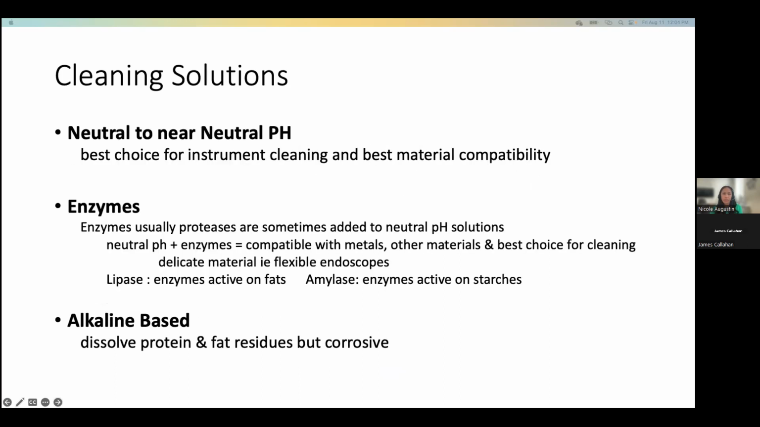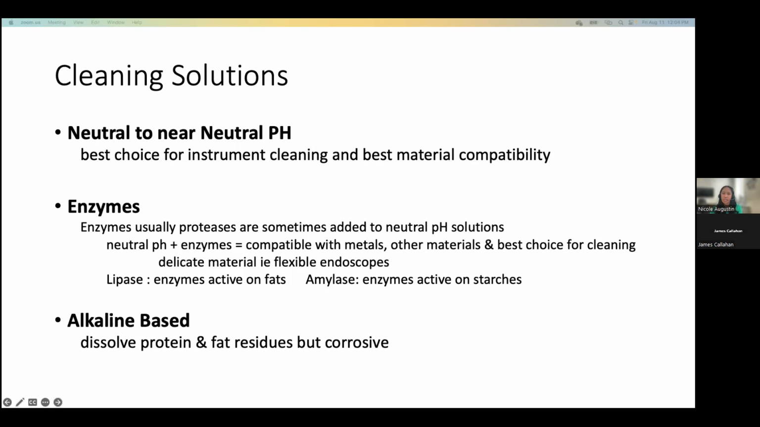Next slide. Cleaning solutions. We have neutral to near neutral pH, enzymes, and alkaline base. The best choice for instrument cleaning and best material compatibility is choosing a cleaning solution that's neutral to near neutral pH. CDC recommends this as it's less likely to corrode or otherwise damage the instruments.